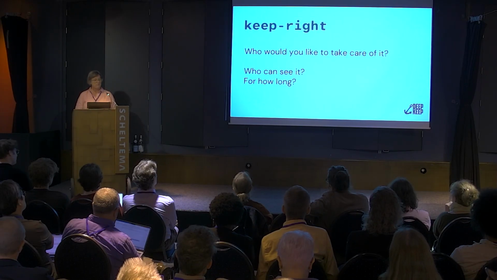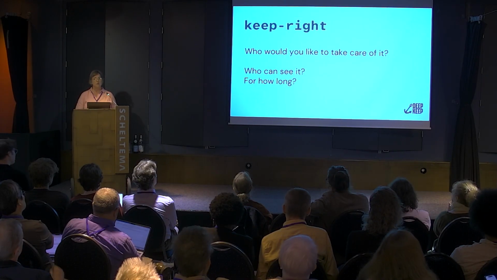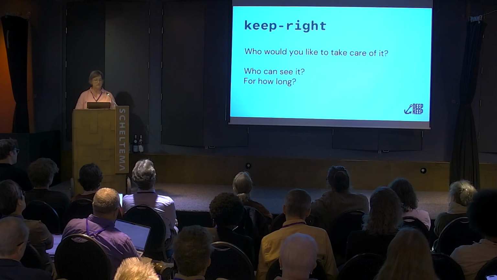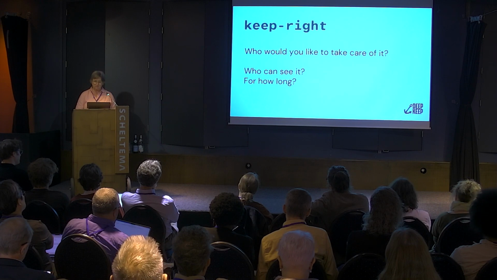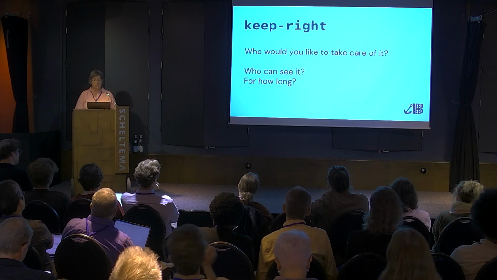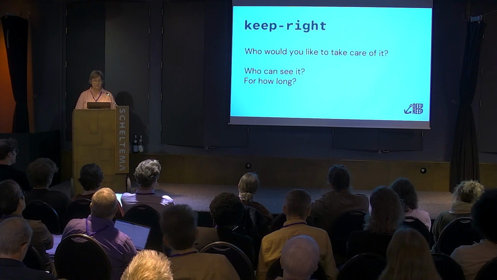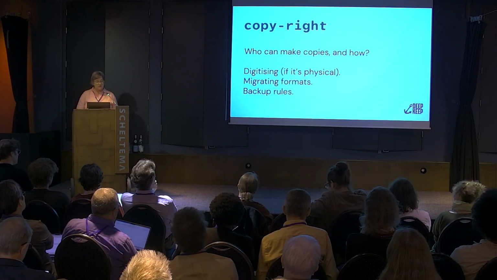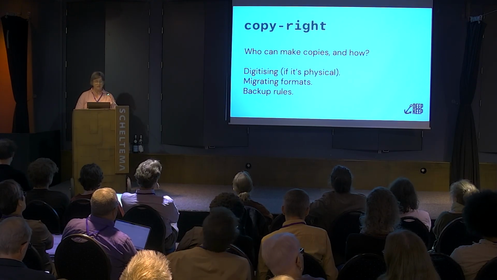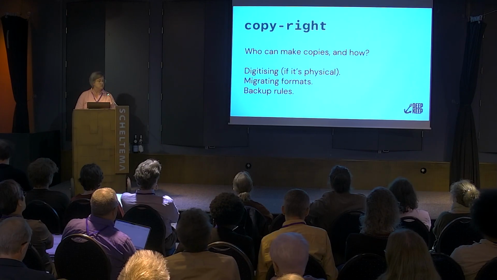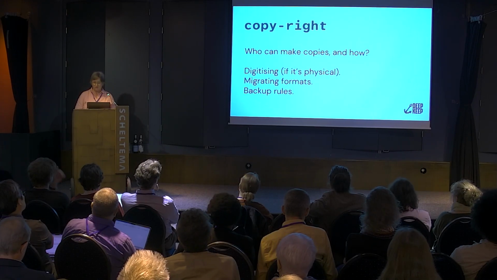The first is KeepRight. So you're able to say, who would you like to keep? Who would you like to take care of this thing? You could even suggest a particular archive or museum that you know is related to the content. You can also say who should be able to see it and under what conditions. You can say who can make copies and what kind of copies they can make, and where those digital copies should live, which is a couple of important questions for archivists.